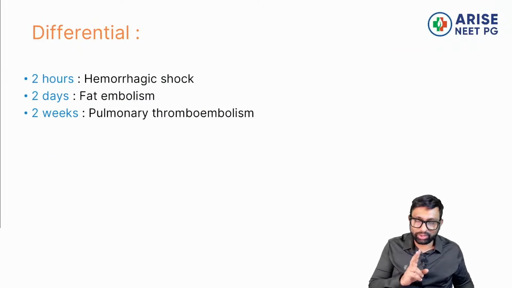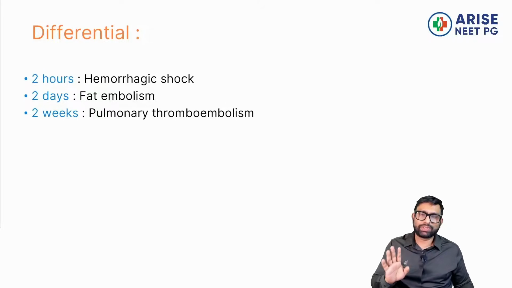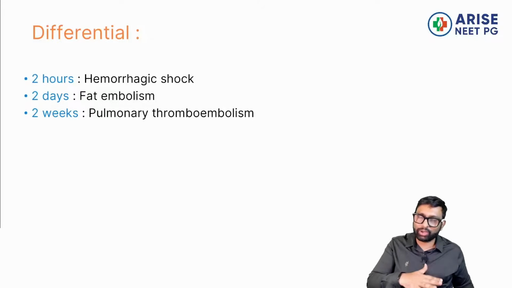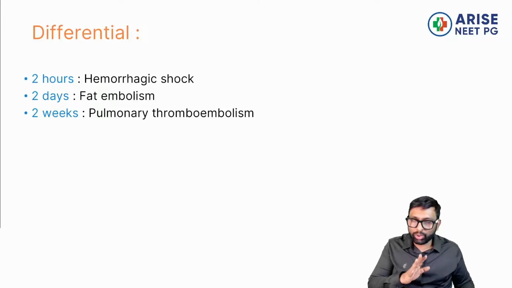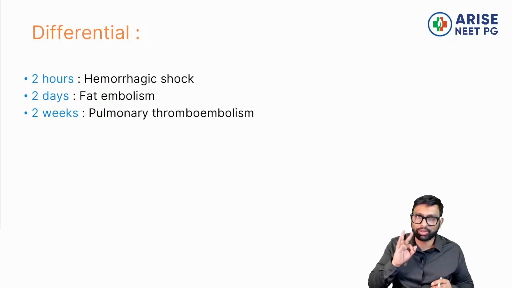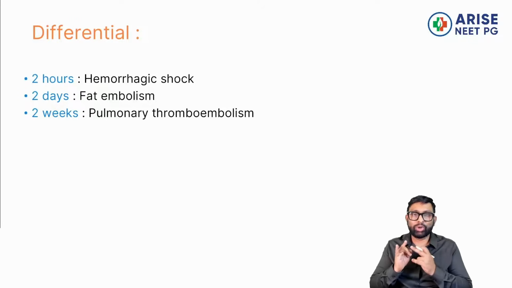Now there was one more option given as pulmonary thromboembolism. Many times I've seen students get confused between thromboembolism and this, because even in a patient with trauma, thromboembolism is a very common complication. So how do you really differentiate between 3 important differentials? One is a patient going into hemorrhagic shock.